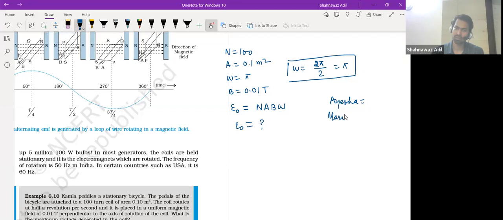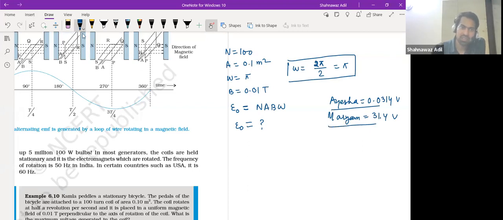Aisha, what value are you getting? Mariam got 31.4. Aisha, what are you getting? 0.0314. Right. So Mariam and Aisha, you are in disagreement.